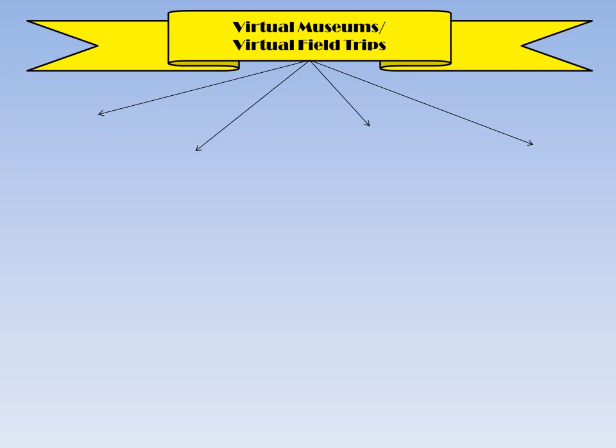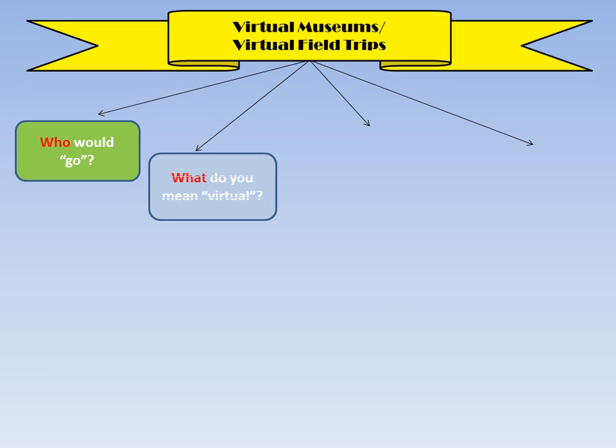In my first level, I have chosen to start with the simple questions of who, what, where, when, and why. Who would go to these field trips? I chose green because when I think of go, I think green. What do you mean, virtual? I selected light blue for this shape because when I think virtual, light blue comes to mind.